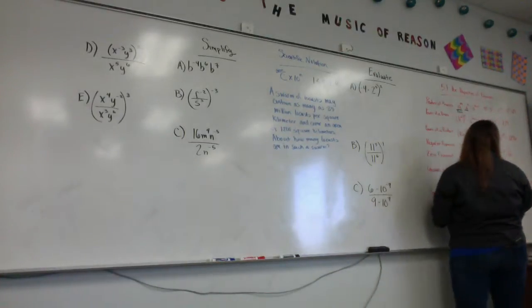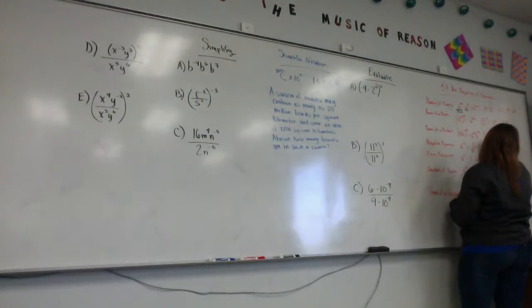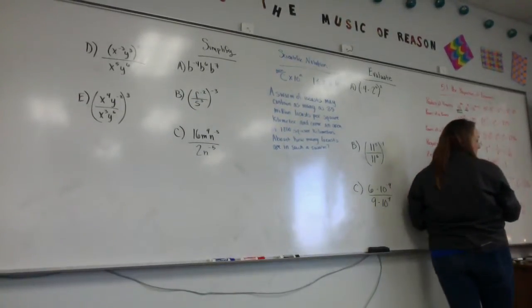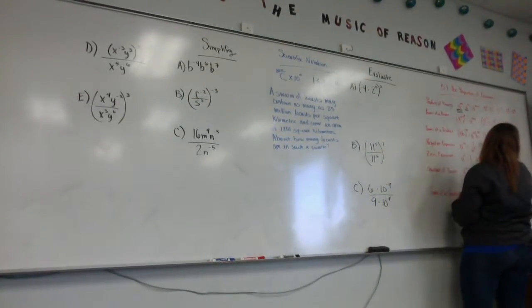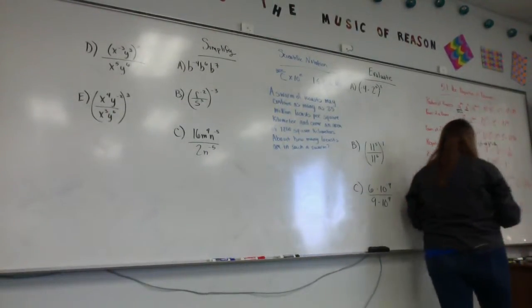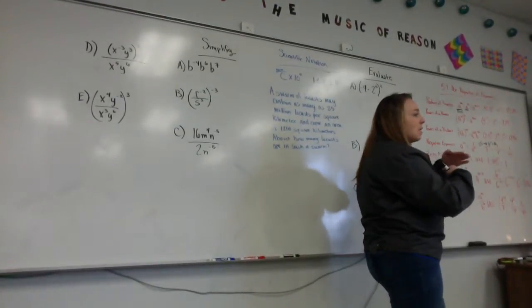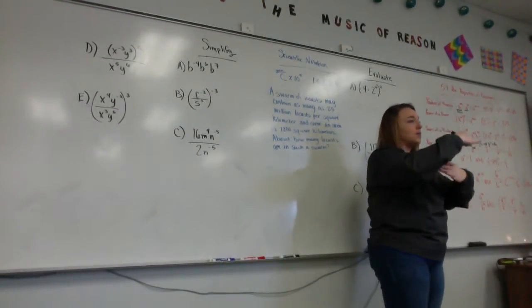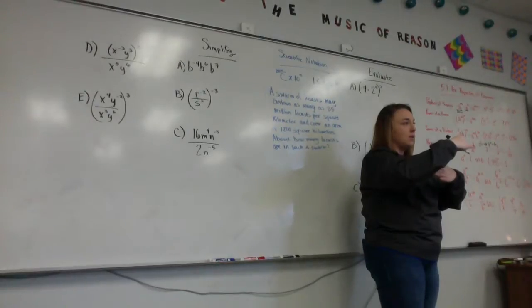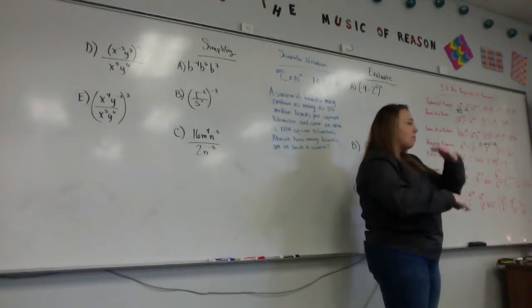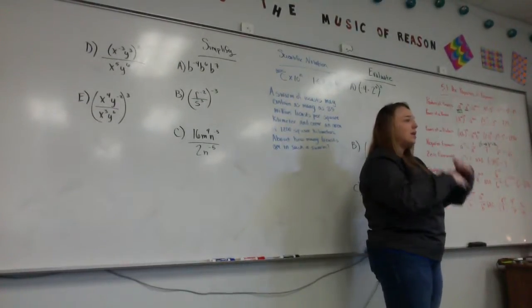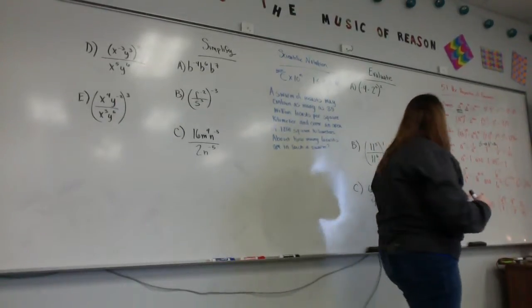If it said something like 1 over 6 to the negative 2, I would change it to say 6 squared, which is 36. You can change them back and forth, okay? If it's in the bottom and it's negative, you're going to flip it up top so that it becomes positive. If it's up top, you're going to flip it below so that it becomes positive. I need positive exponents, okay?